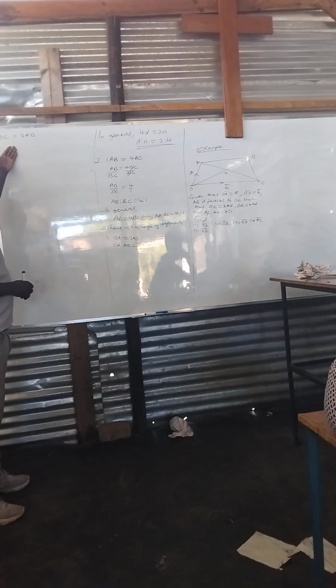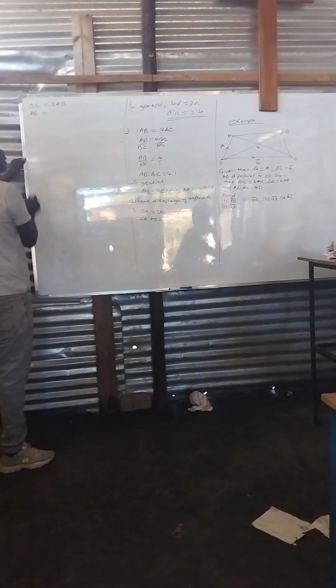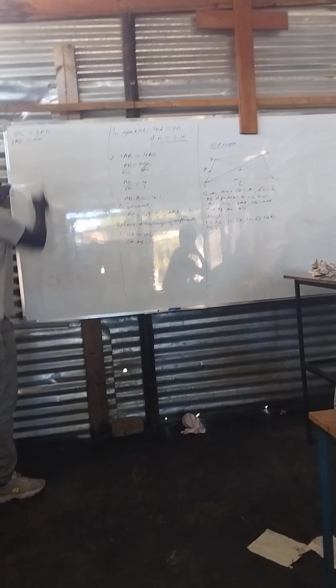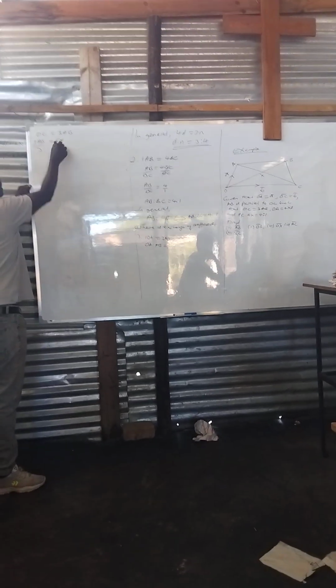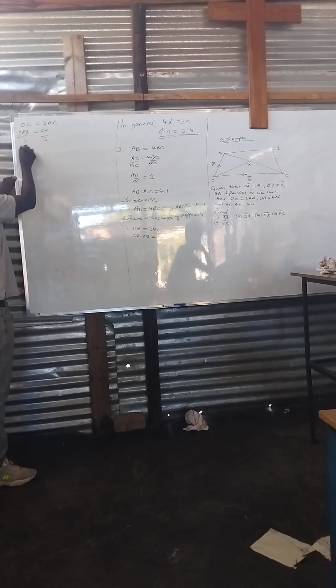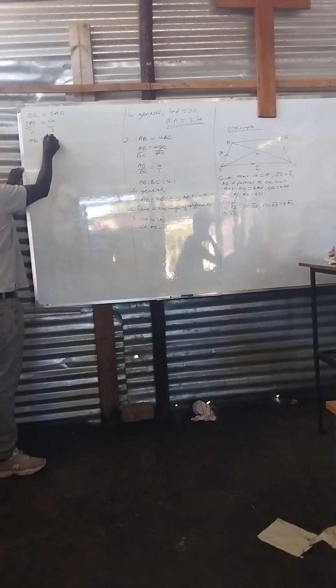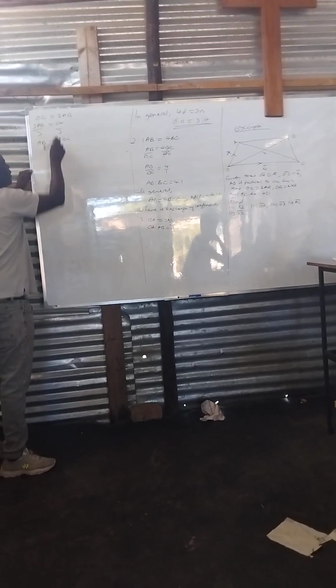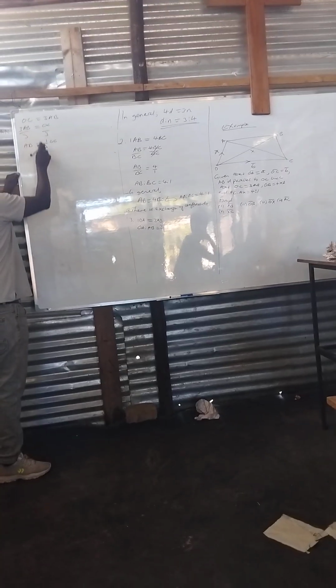If I want AB, what do I do here? I can say 3AB is equal to OC. I want AB, so I divide by 3 both sides. And therefore AB is equal to what? 1 over 3 OC. So I multiply 1 over 3 by OC.